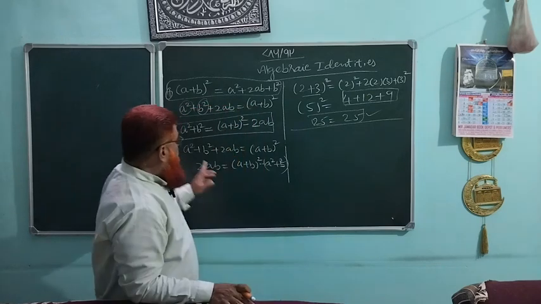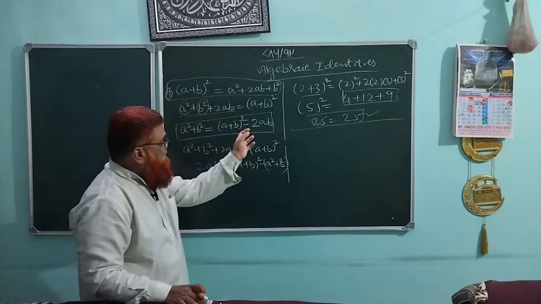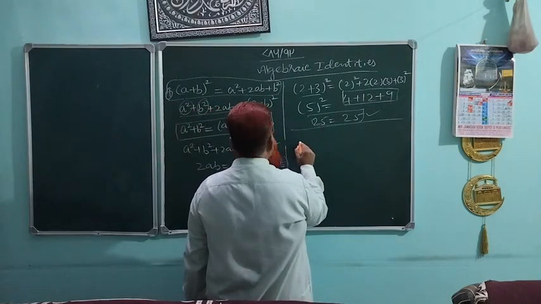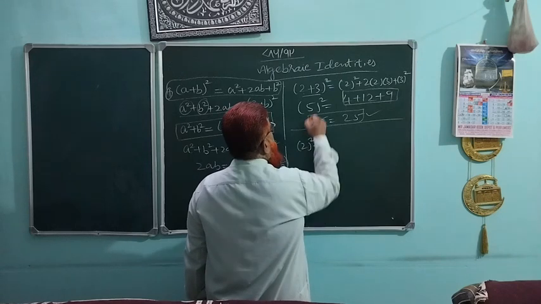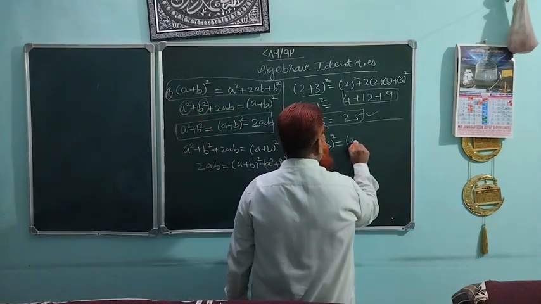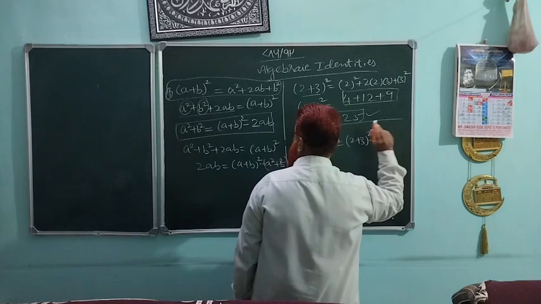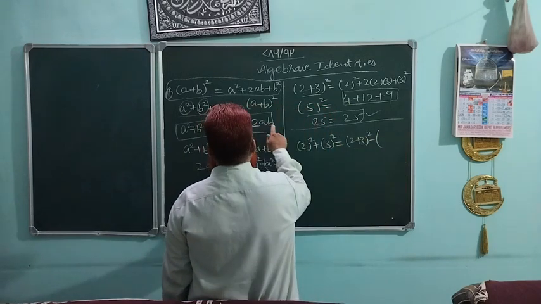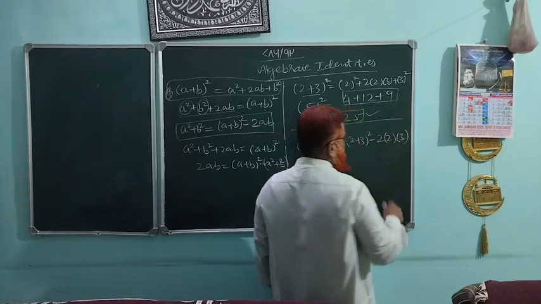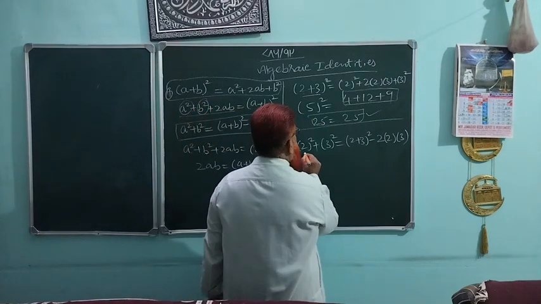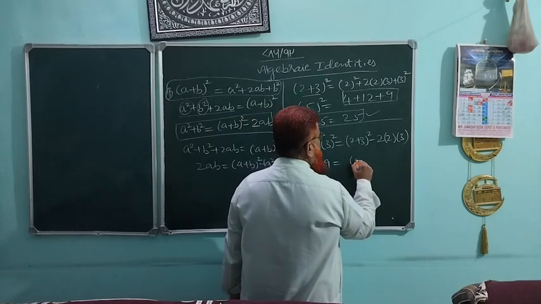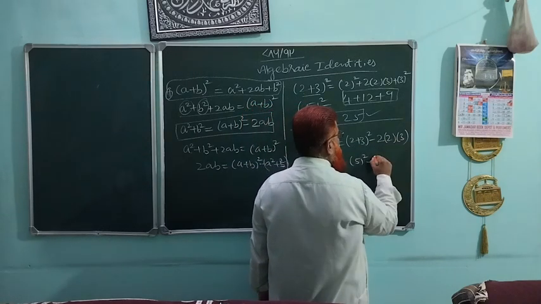Verification number 1. Now, I told you that a square plus b square is equal to (a + b) whole square minus 2ab. Apply that also. a square, 2 whole square, plus b square, 3 whole square, is equal to (a + b) whole square, (2 + 3) whole square, minus 2 into ab, where a is 2 and b is 3. Okay, now you take this one. What is 2 square? 4. What is 3 square? 9. 2 plus 3 is 5 whole square. 2 2s are 4, 4 3s are 12.